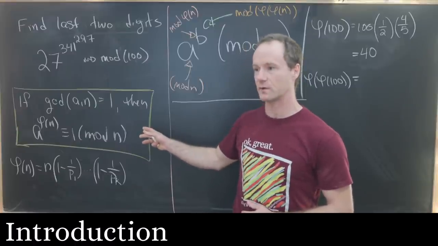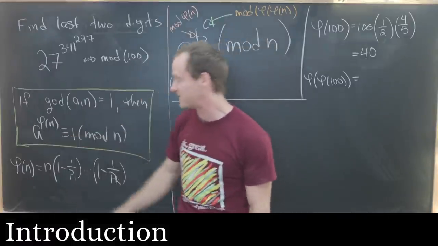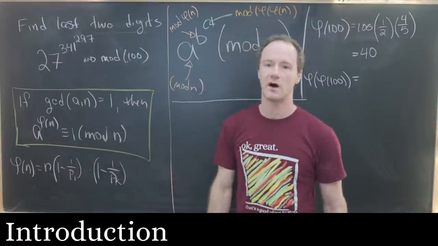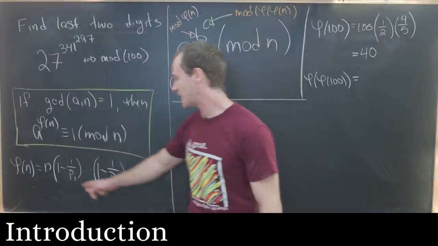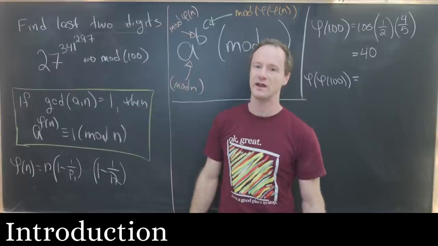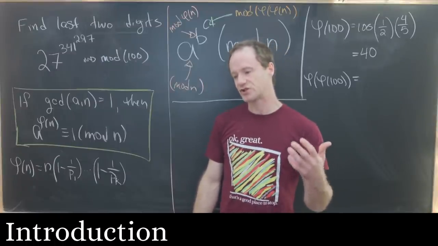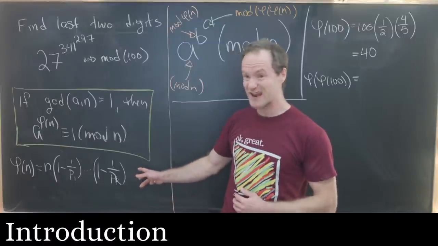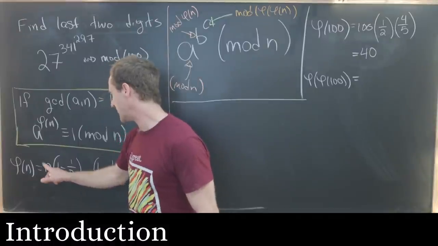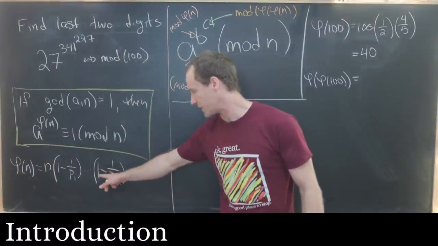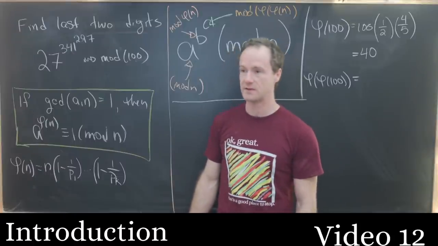So I recalled that really quick. Let's recall that if the GCD of a and n is equal to 1, then a to the phi of n is congruent to 1 mod n. So what's phi of n? Well, that's called Euler's totient function. That counts the number of numbers between 1 and n that are relatively prime to n. Everyone in this class should have been aware of the standard formula for calculating Euler's totient function, which is phi of n is equal to n times 1 minus 1 over p1 all the way up to 1 minus 1 over pk, where p1 up to pk are the prime factors of n.